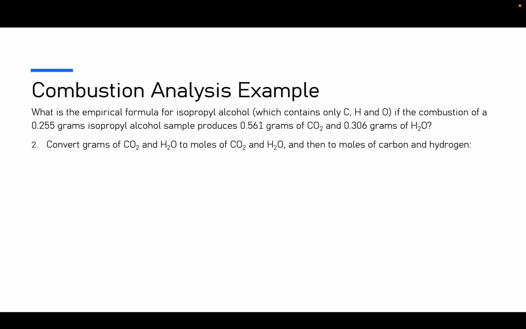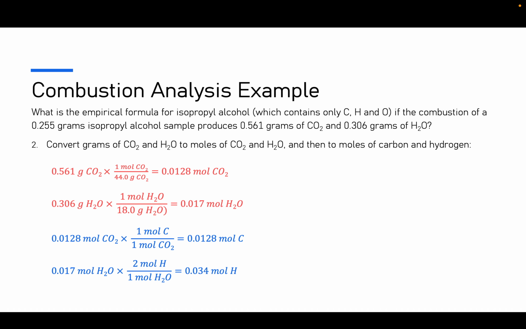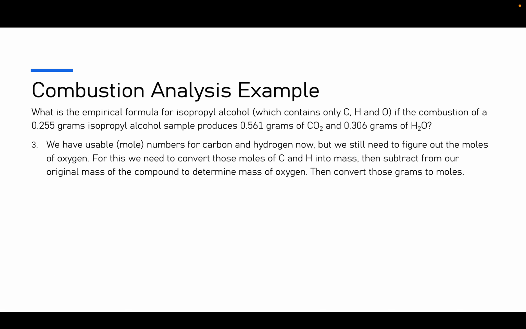So the first thing we have to do, like we said, is convert the grams of carbon dioxide and water into moles of carbon dioxide and water, and then to moles of carbon and hydrogen. So this is just a molar conversion first. So we went from grams of our products into moles of our products. And then we know that for every, and I showed this as like a full-on math thing, but you really are just multiplying the water by 2, because we know that every mole of carbon dioxide has a mole of carbon, every mole of water has 2 moles of hydrogen. So now we have mole numbers for carbon and hydrogen.